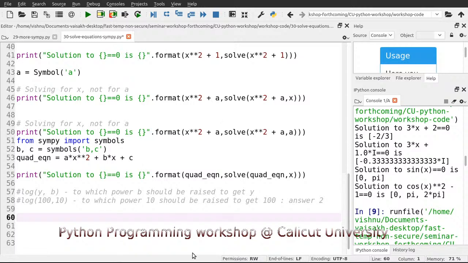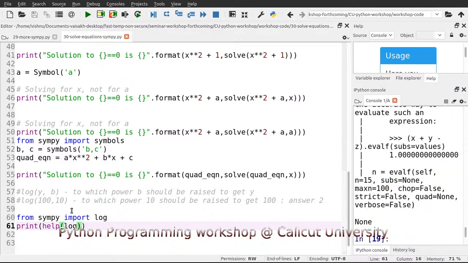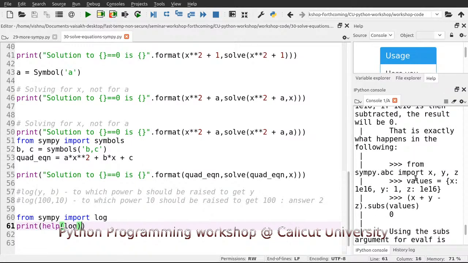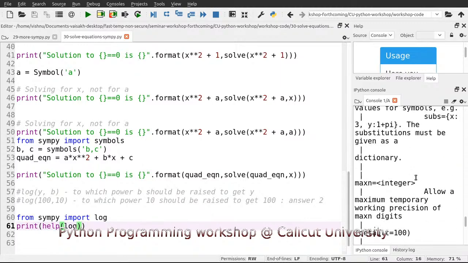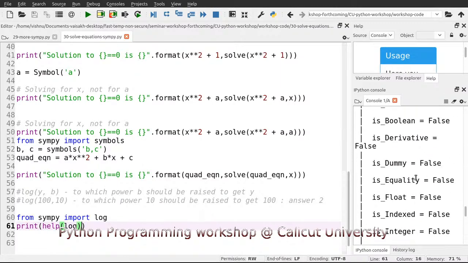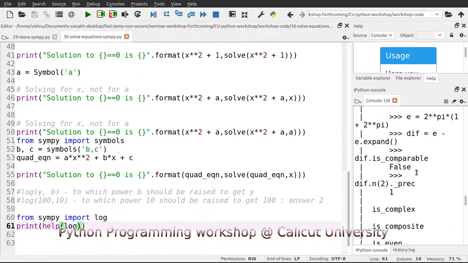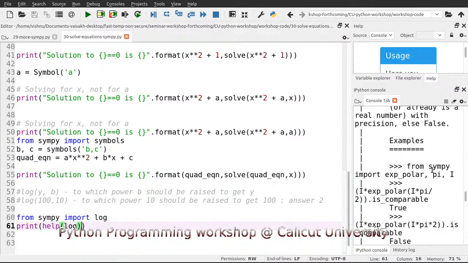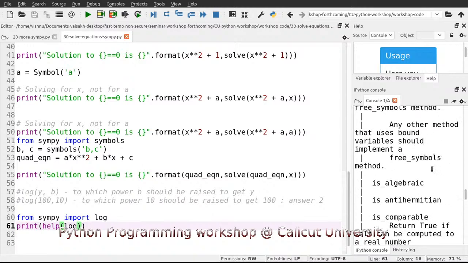So let's import the log function from symbolic Python. Import log. If you want some help on log to see how it's working, you can ask for help after importing. You'll get a lot of things. Examples are also there. All these things you can see.